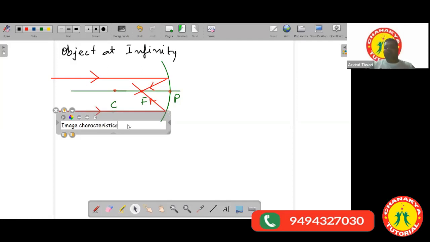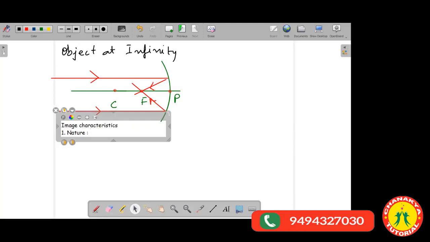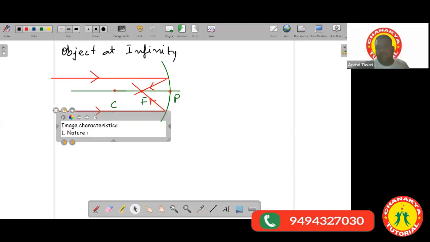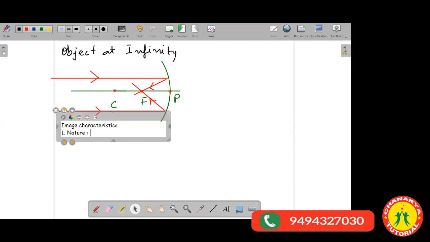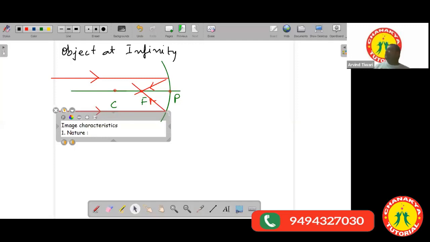Now you have to write down here image characteristics. In the image characteristics, we will be writing 3 points. First of all, we will discuss the nature. What can you say about the nature of the image? Yes, Aryan? Sir, the image is real and inverted. Yeah, in the nature, we will write whether it's real or virtual. So it is real and inverted. Nature is real and inverted.